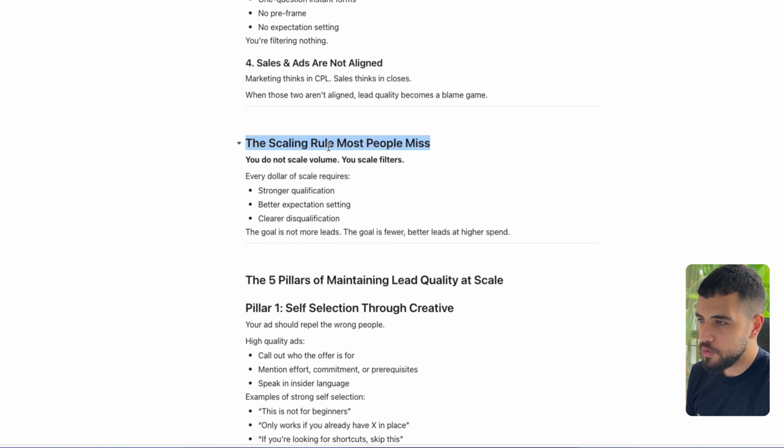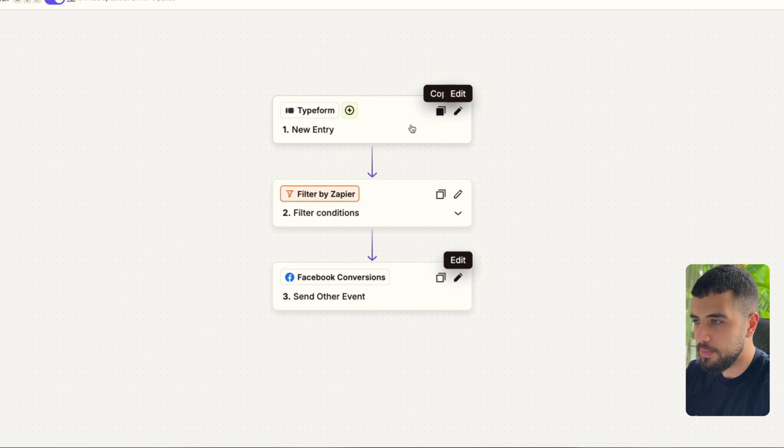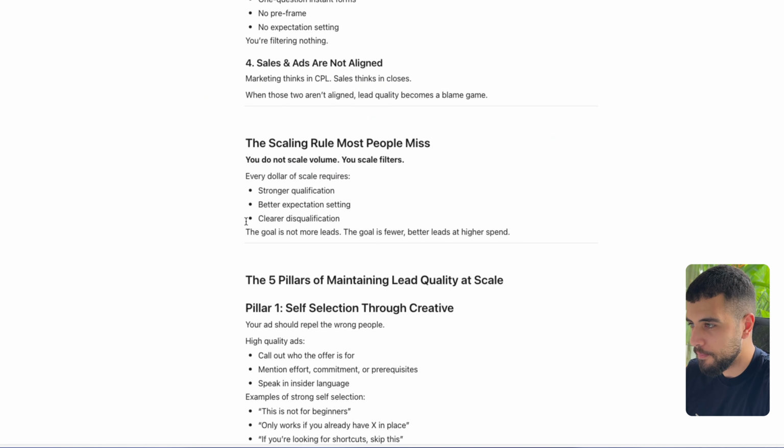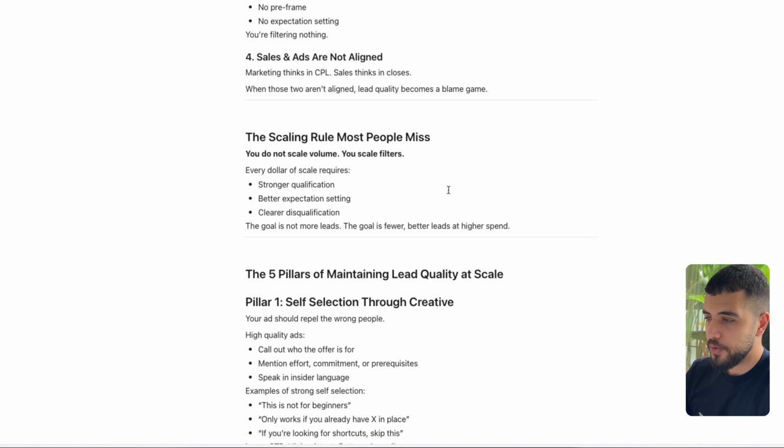Now, scaling rules most people miss. You simply do not scale volume. You scale the filters or the system that you've built. In our case, we've built this really simple workflow, and this is what we're scaling, and it's working overall, it's doing good. So you're not scaling volume, you're scaling filters. Make sure that you're optimizing for the correct qualified events. Make sure that you're feeding the pixel quality data, and things overall should be good on your end.